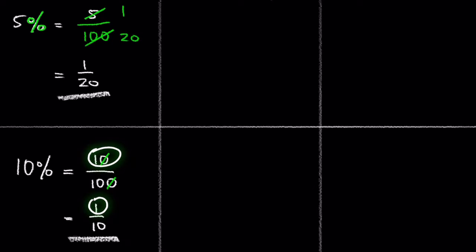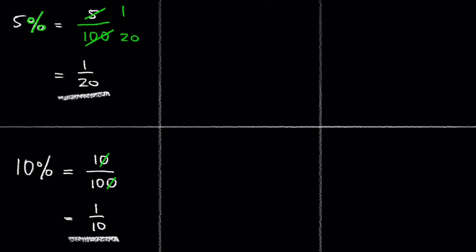Again, percent always means dividing by 100. So we can write 10% as 10 over 100. And after cancelling out the 0, we get 1 over 10. Cancelling out the 0 here means to divide the 10 by 10, which is 1, and divide the 100 by 10, which is 10.